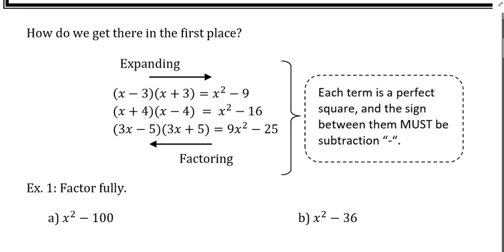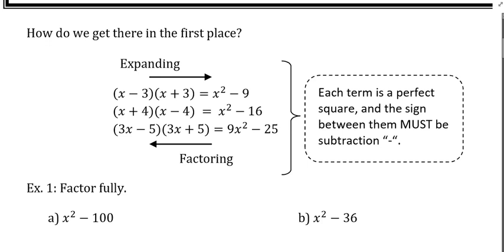X minus 3 and X plus 3. The same thing in both brackets, but one's plus and one's minus. And what's the result? This is the kind where there's no middle term, right? You almost always get three terms when you multiply two binomials. And then there's this one special case where you only get two terms.